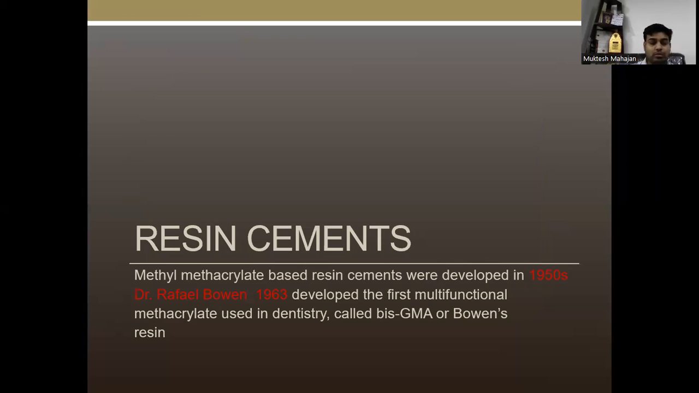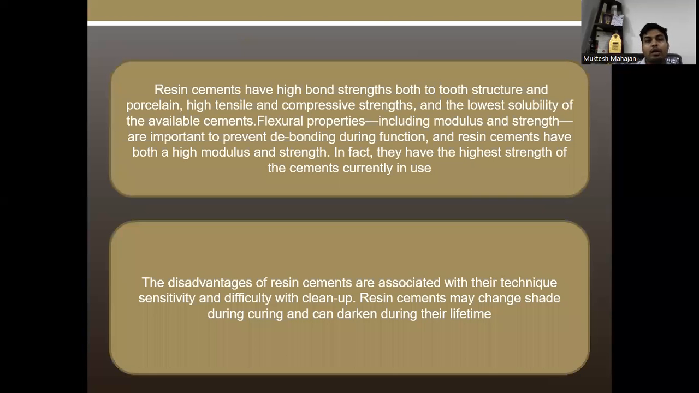Now, the main topic, the resin cements. The methyl methacrylate based resin cements were developed in the 1950s. Dr. Raphael Bowen, in 1963, developed the first multifunctional methacrylate used in dentistry, called BIS-GMA, or Bowen's resin. Resin cements have high bond strength both to the tooth structure and the restoration, high tensile and compressive strength, and the lowest solubility of the available cements.